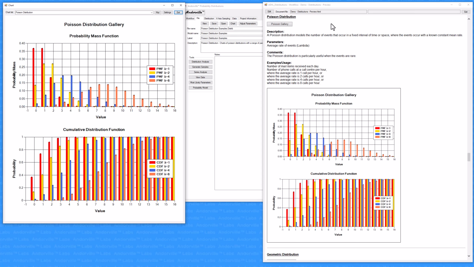Four examples are shown on this chart. One where the average rate is 1 call per hour in red. In yellow, where the average rate is 2 calls per hour. In blue, the average rate is 4 calls per hour. And in pink, where the average rate is 8 calls per hour.